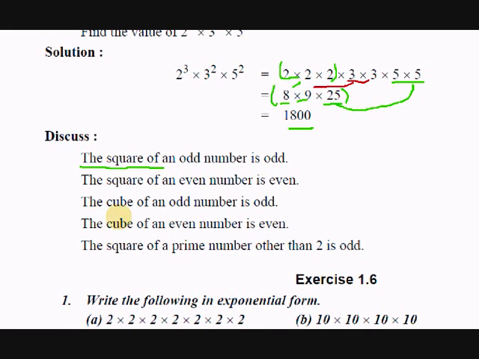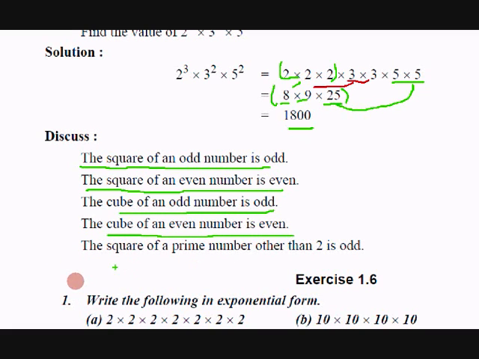The square of an odd number is an odd number. The square of an even number is even. The cube of an odd number is odd. The cube of an even number is even. The square of a prime number other than 2 is odd. Take up one after the other and see whether each statement is true or false. Discuss among the class, okay?